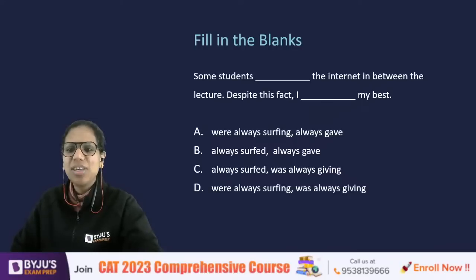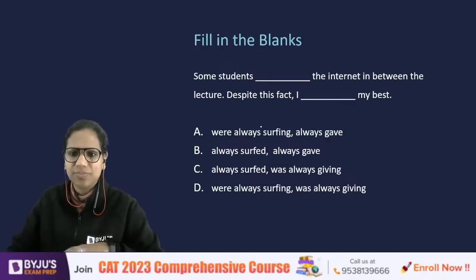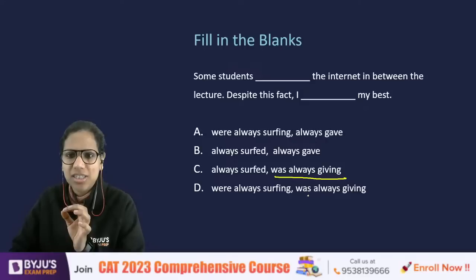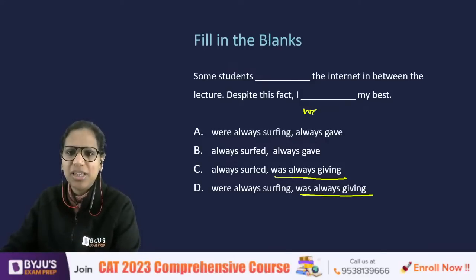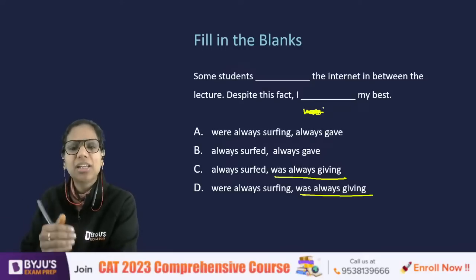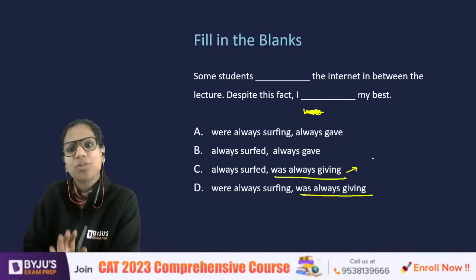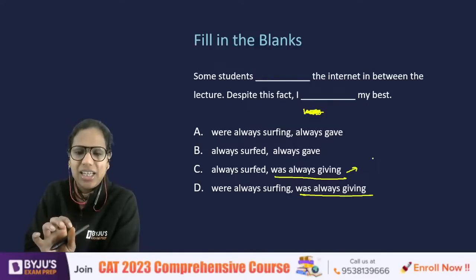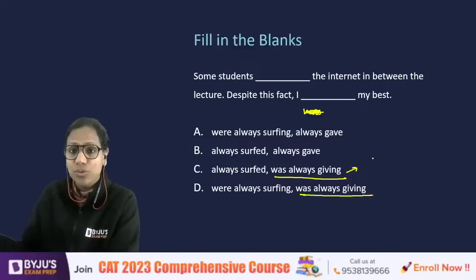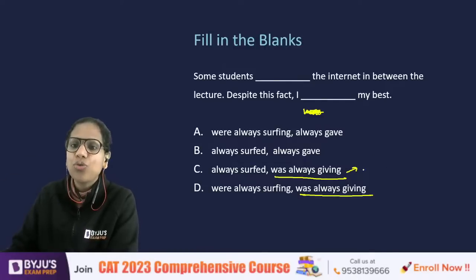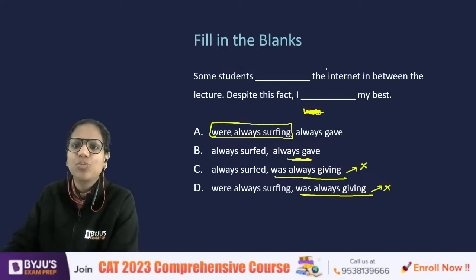I was always giving my best. This is not a continuous action here. Some of you are marking this. I was always giving my best. See, I want to say that despite this fact, I always gave my best. It wasn't that I was giving my best at that moment. That's not what I want to say. I used to give my best, right? That's the idea. So I am talking about what I used to do, what was my habit. So for that, I will not use the continuous tense. And that is why I'm asking you this question also. Why A? Why are you saying that here we should put were always surfing?